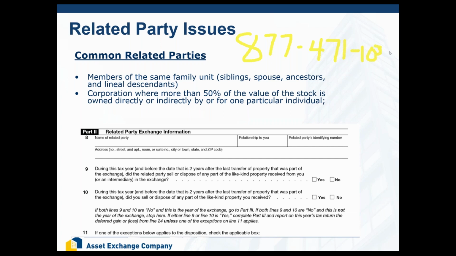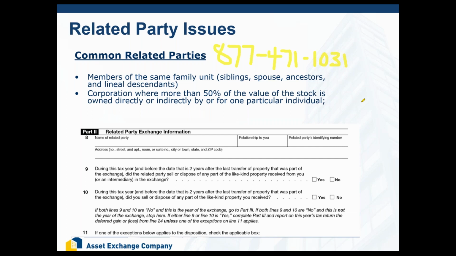So put my phone number, I'm going to try again, into your cell phone right now, because you're going to have a client that's going to say, hey, I want to do this exchange and I'm going to have my kid involved. Okay, big red flag. What's the kid going to do? If the kid's going to live there in the exchange property, that's fine, as long as he or she is 18 years or older and paying legitimate fair market value rent.